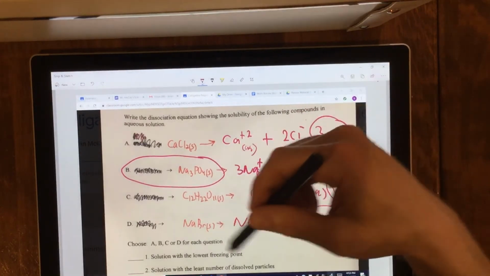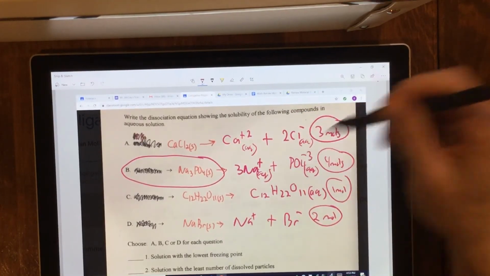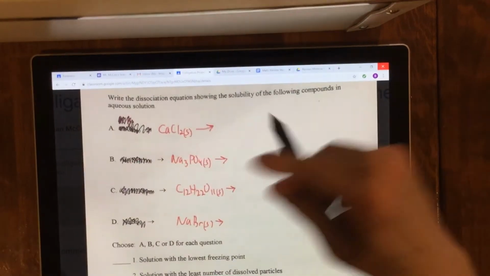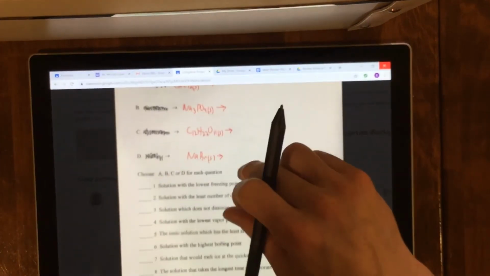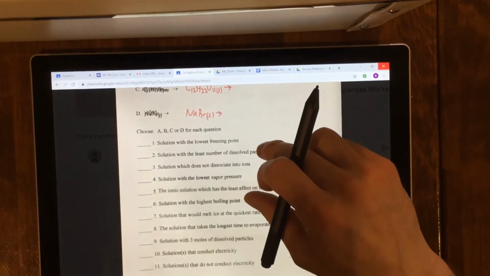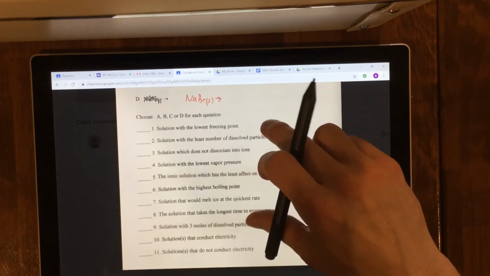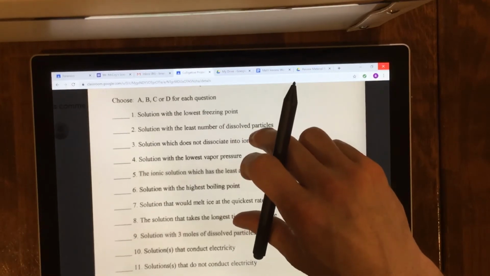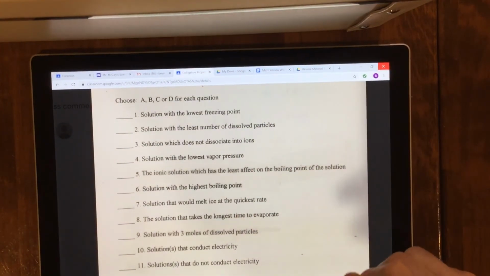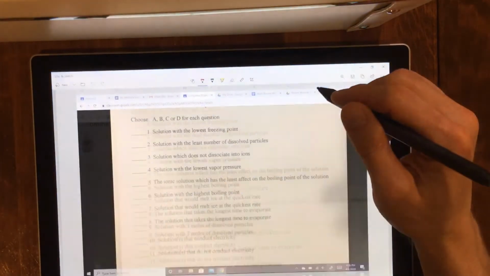So I'm going to zoom back out here and actually, I'm going to kill this and just do it again. All right, so we'll do it this way. All right, here we go.